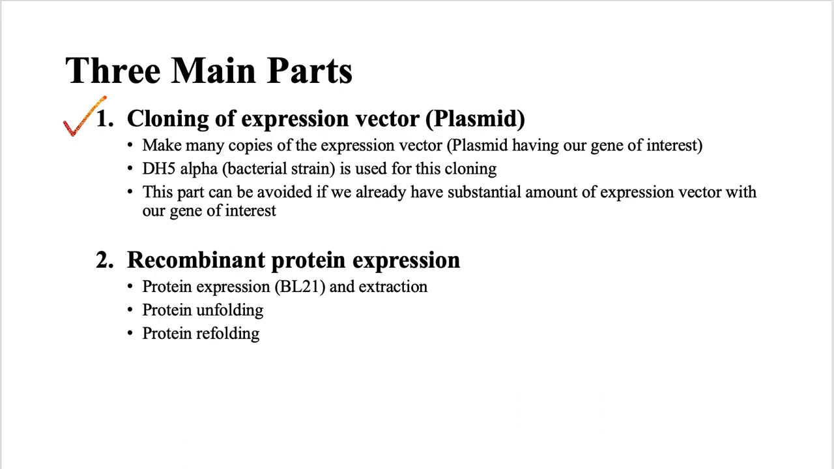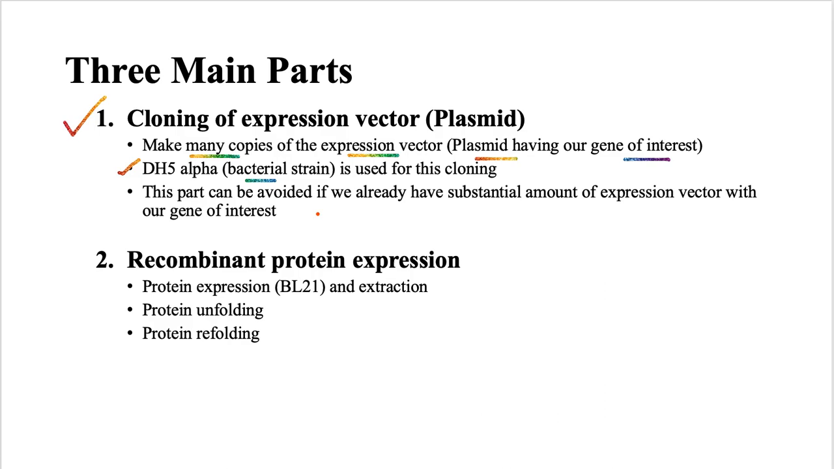The first step is that we should have many copies of the expression vector. So we have to clone our expression vector, the plasmid. When I say expression vector, that means the plasmid having our gene of interest. So how do we do this cloning? We use a particular strain of bacteria known as DH5 alpha, which is an E. coli bacterial strain, and it is used specifically for this purpose. So with this cloning, we will have many copies of our expression vector.